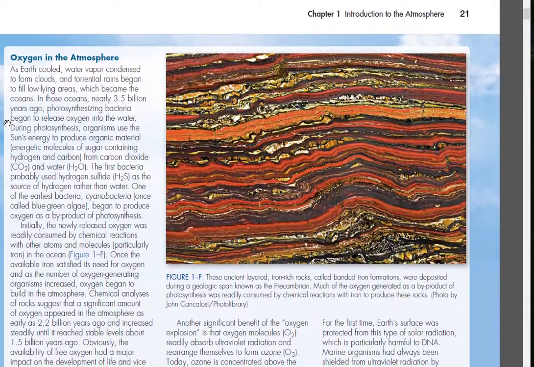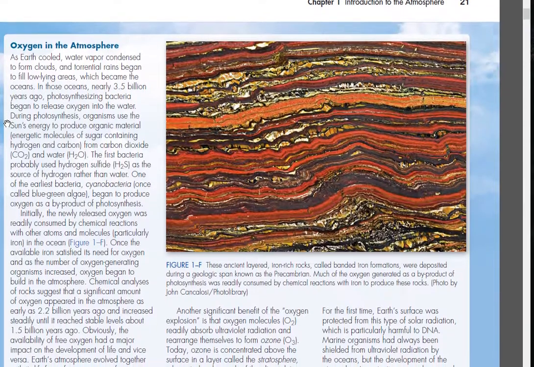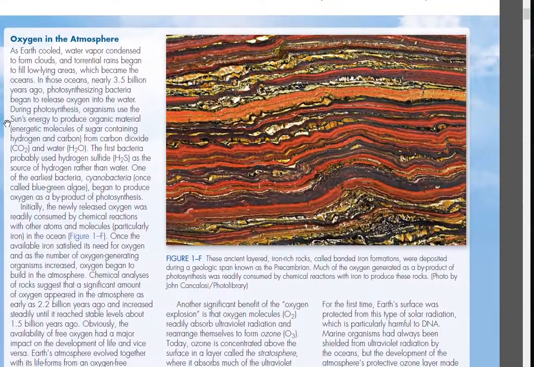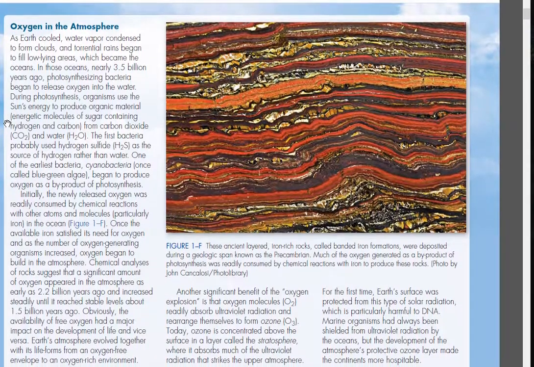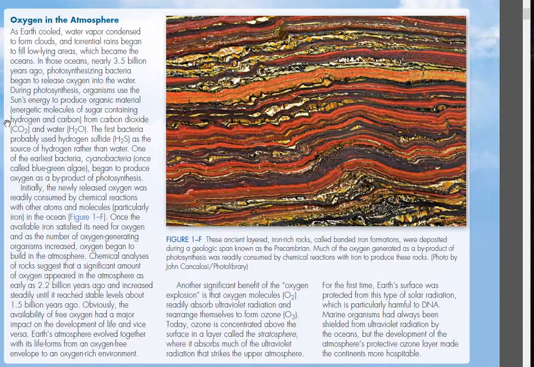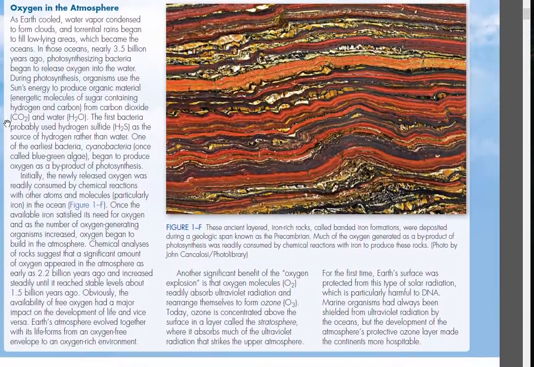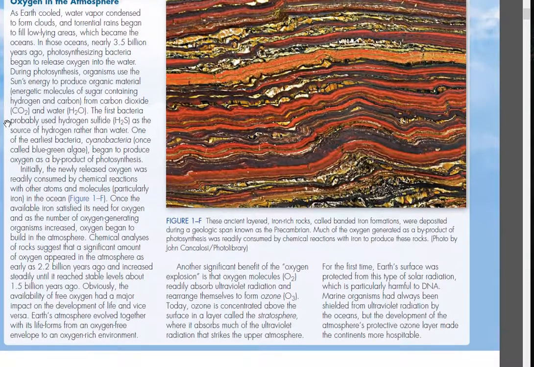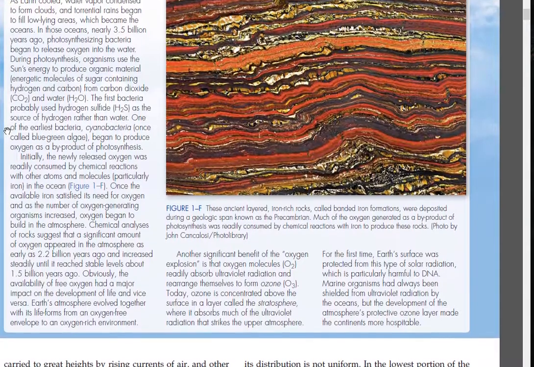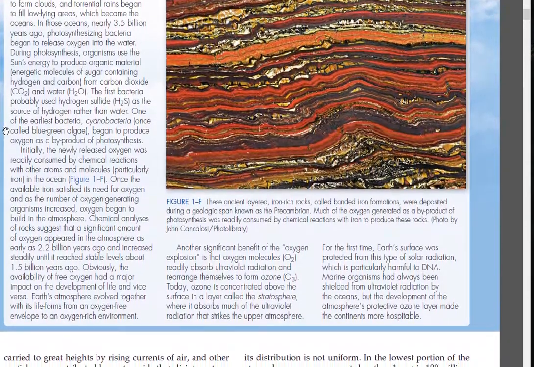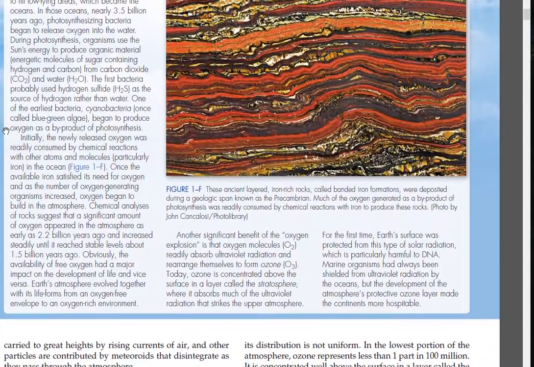During photosynthesis, organisms use the sun's energy to produce organic material, energetic molecules of sugar containing hydrogen and carbon, from carbon dioxide, CO2, and water, H2O. The first bacteria probably used hydrogen sulfide, H2S, as the source of hydrogen rather than water. One of the earliest bacteria, cyanobacteria, once called blue-green algae, began to produce oxygen as a byproduct of photosynthesis.